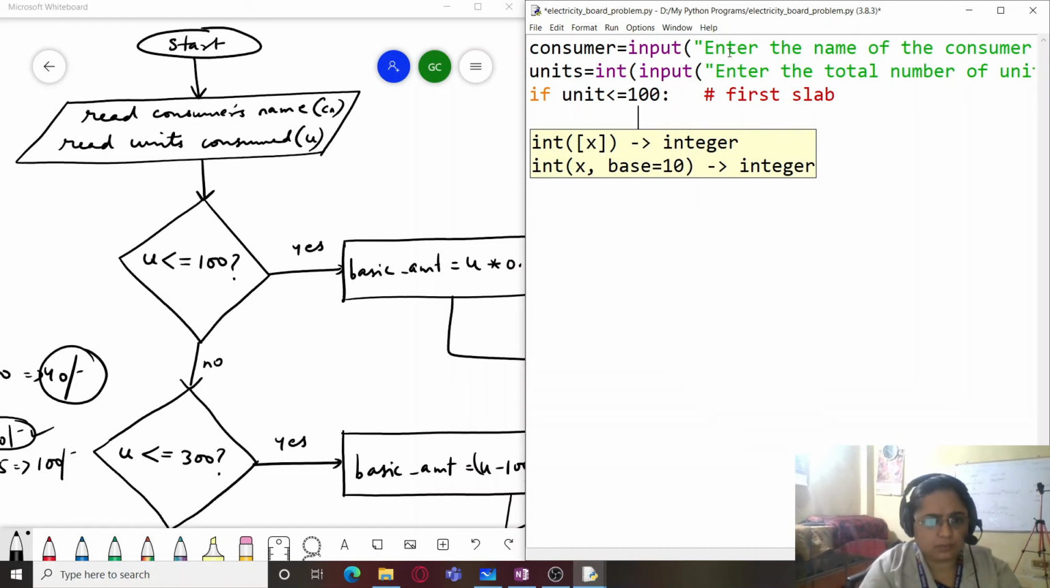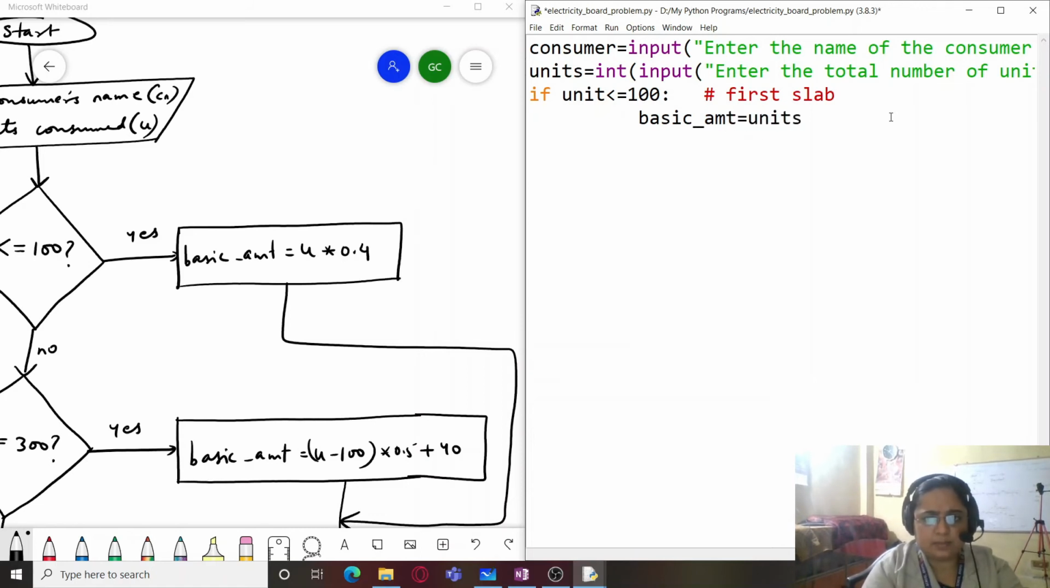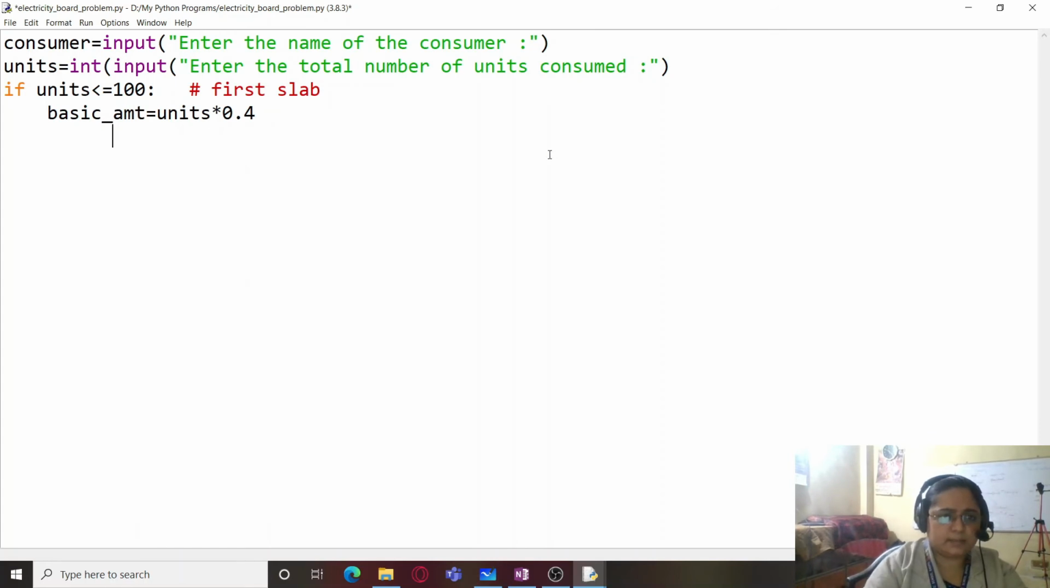Yes. If that is so, then I will be calculating the basic amount, as you can see over here. So it would be basic_amount equals number of units, because I have taken units here, so I'll take units here also. Number of units into 0.4. I think because of this division of the screen, there is some extra indentation taking place here.